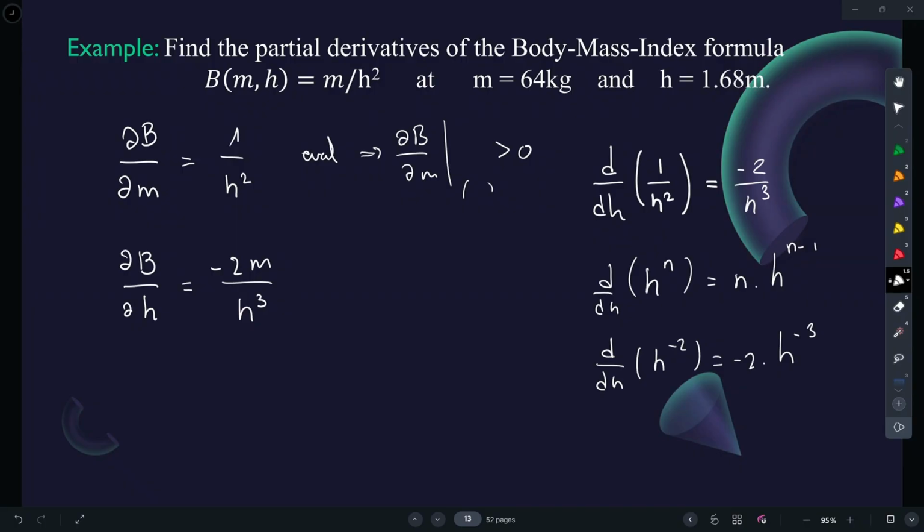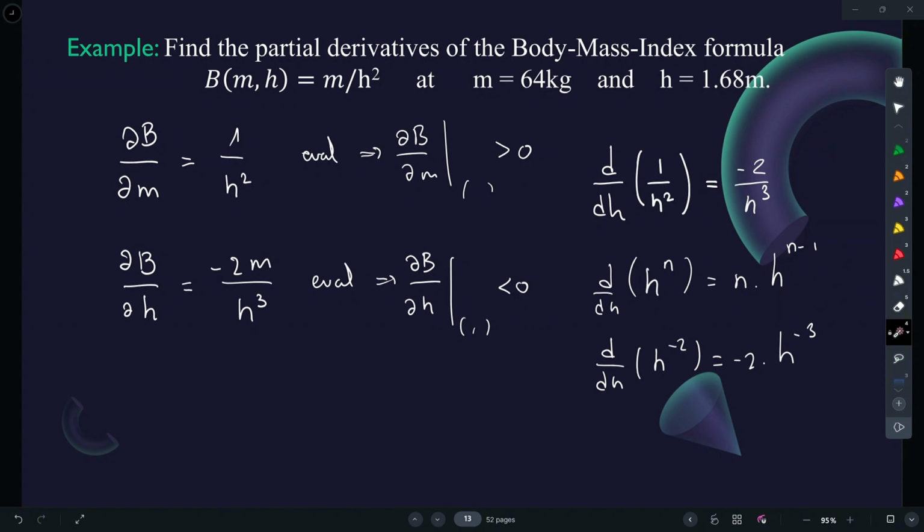Does that make sense? If I evaluate at those two values, the derivative of the body mass index with respect to h at those values will be negative. That means that if I'm taking the derivative with respect to mass, if I increase my mass at a given height, my BMI will increase, right? But if I increase my height at a fixed weight, my BMI drops. That's why it's negative here, and that's why it's positive there.